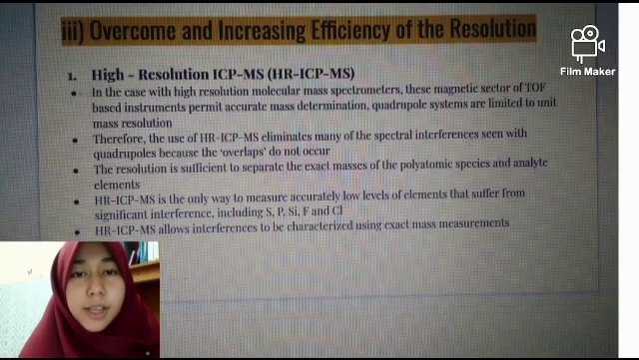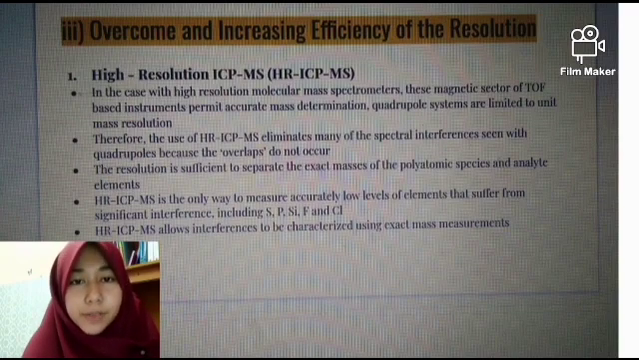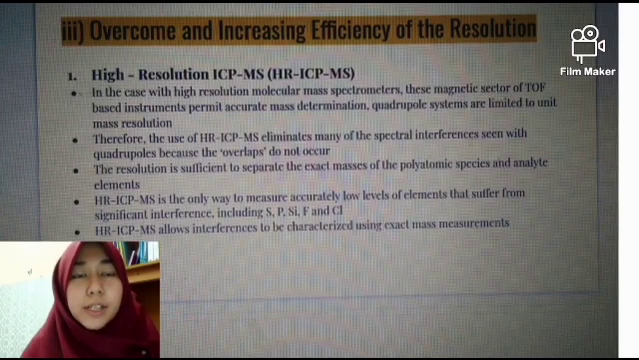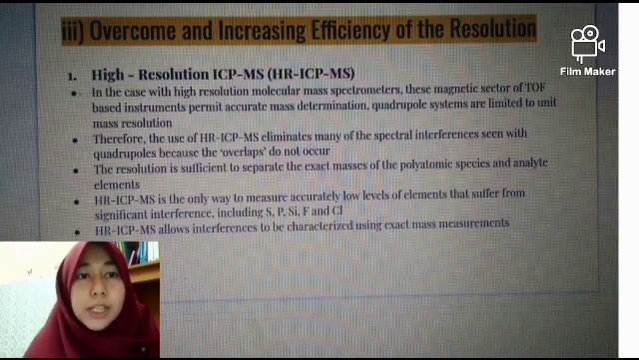Next is how to overcome the interference and thus increase efficiency of the solution. There are several ways to overcome the interference. One of the ways is using high resolution ICP-MS or HR-ICP-MS. In the case of high resolution mass spectrometer, this magnetic sector or TOF based instruments permit accurate mass determination. Quadrupole systems are limited to unit mass resolution.